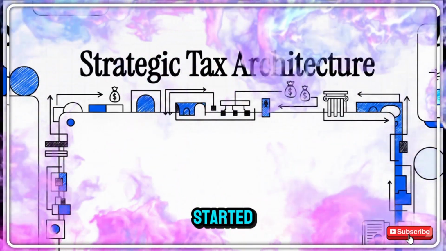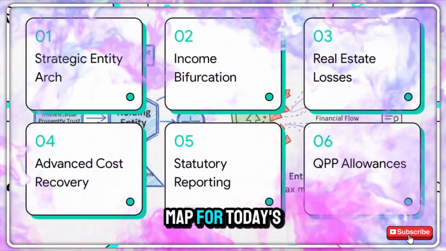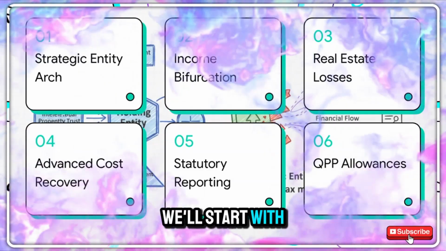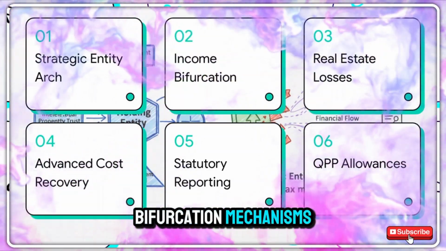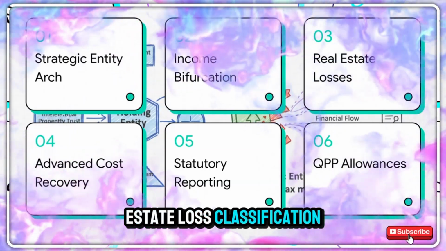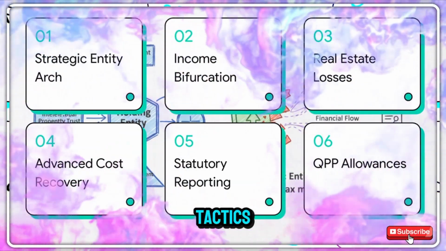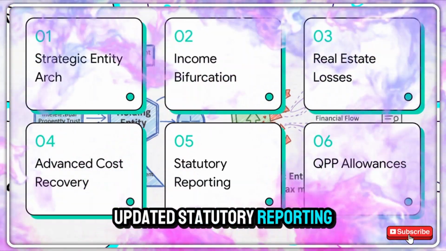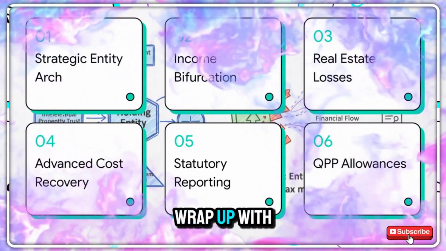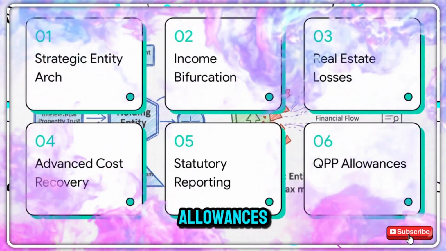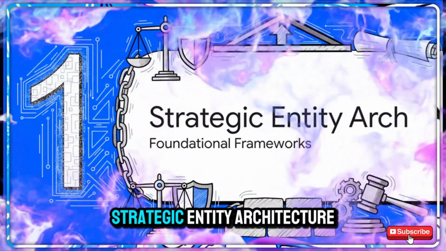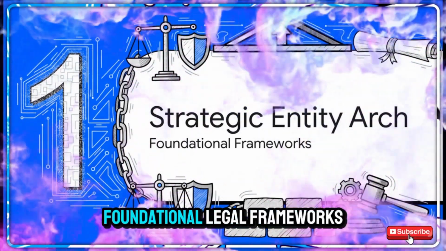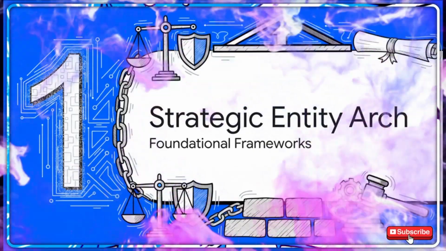So let's get started. Here's our structural map for today's analysis. We'll start with strategic entity architecture, move into income bifurcation mechanisms, then hit real estate loss classification, advanced cost recovery tactics, updated statutory reporting thresholds, and finally wrap up with qualified production property allowances. Let's dive into Section 1, Strategic Entity Architecture, Foundational Legal Frameworks.